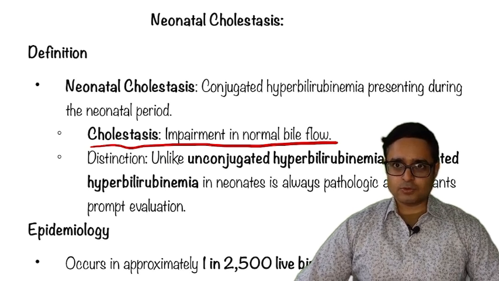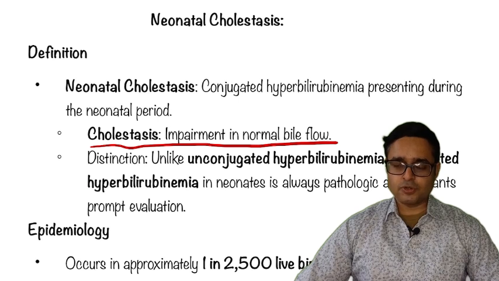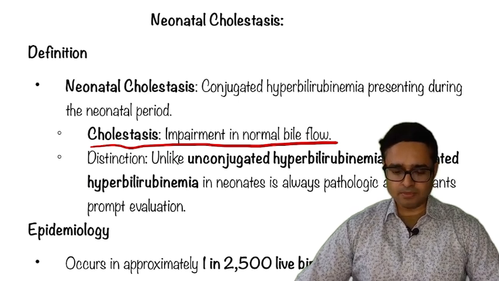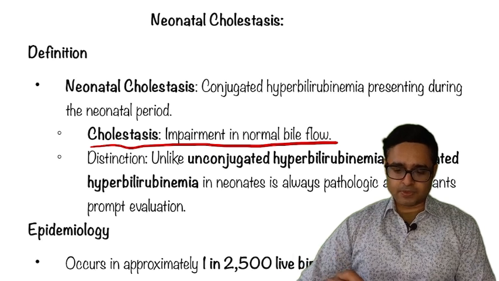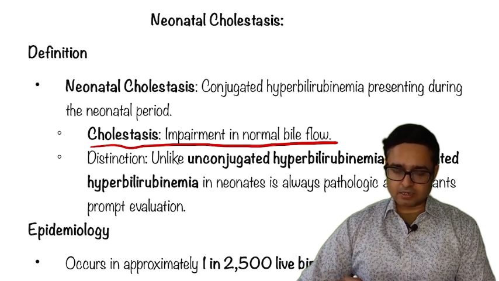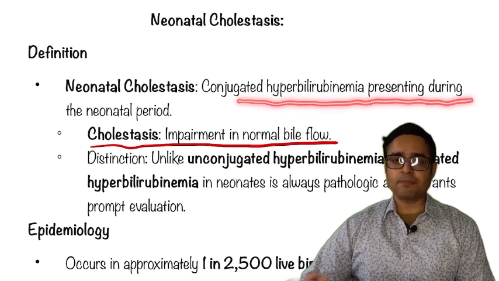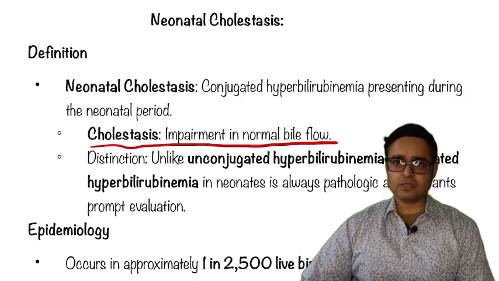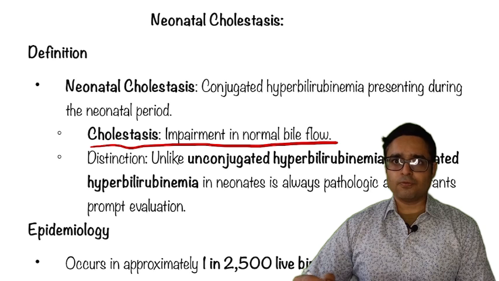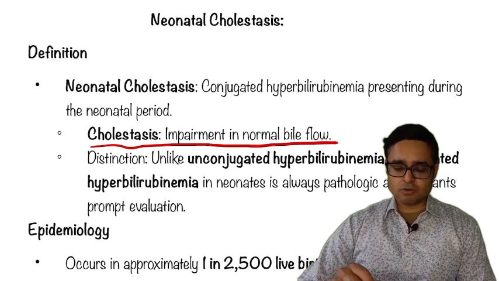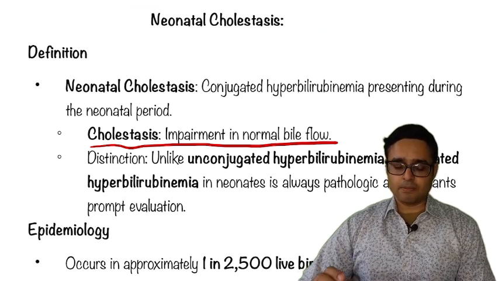We are discussing today the next topic of neonatal cholestasis. This is a very important topic for the upcoming NEET SS exam. So let's start. Neonatal cholestasis is called conjugated hyperbilirubinemia presenting during the neonatal period. Basically, this is the conjugated variant of neonatal jaundice, which is called neonatal cholestasis.